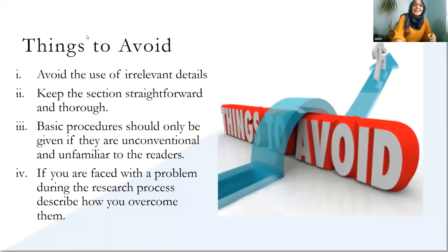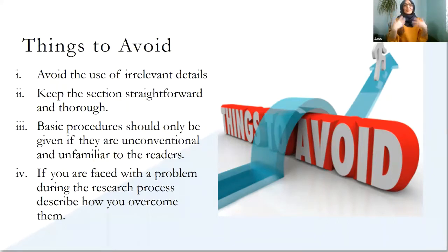Now, things you should avoid when writing a method. These are small points, but very effective points. Keep the section straightforward. Just like I said before, do not give too much unnecessary information. If there is certain information you must give, give it. Give thorough information, but keep it straightforward, okay? Do not go into unnecessary information, and do not give irrelevant details.